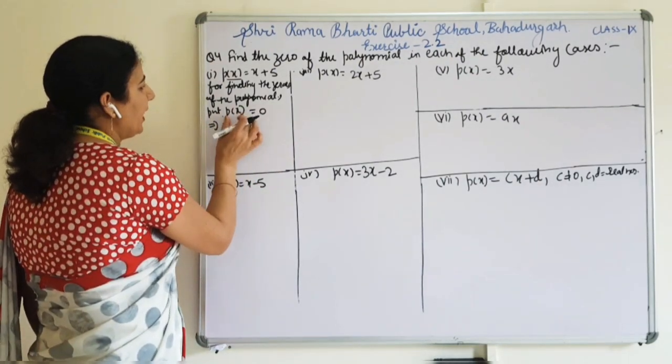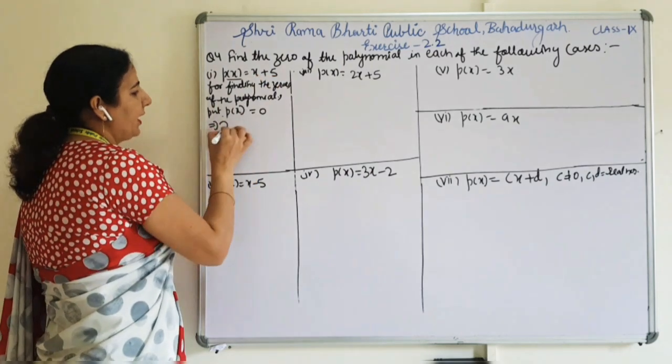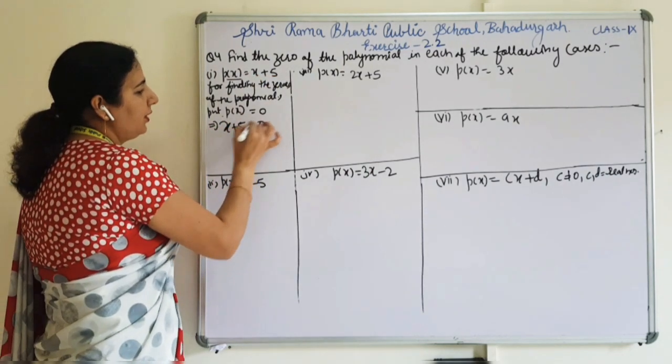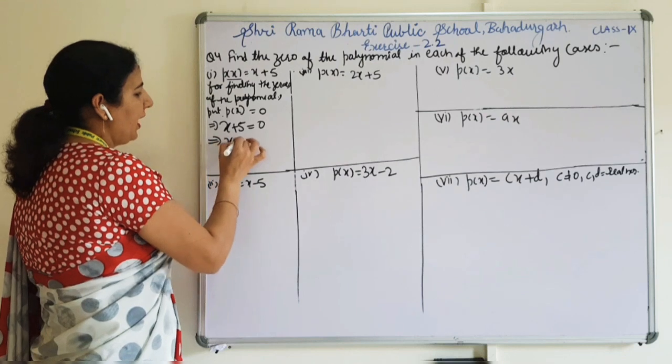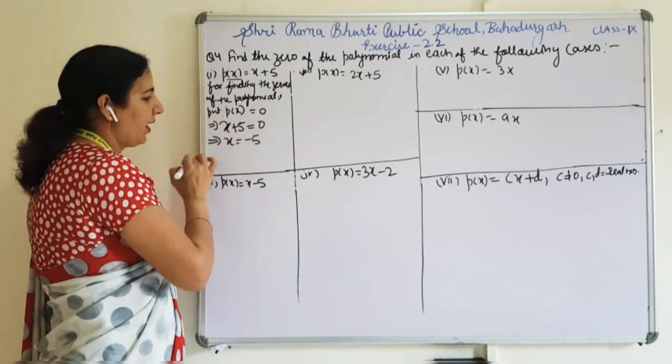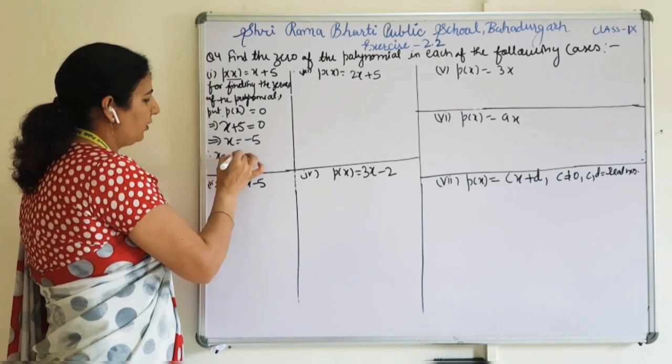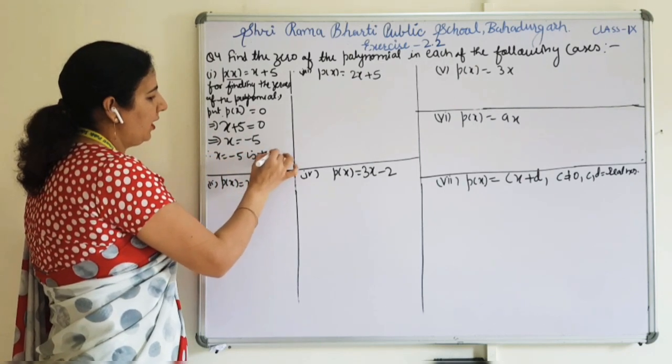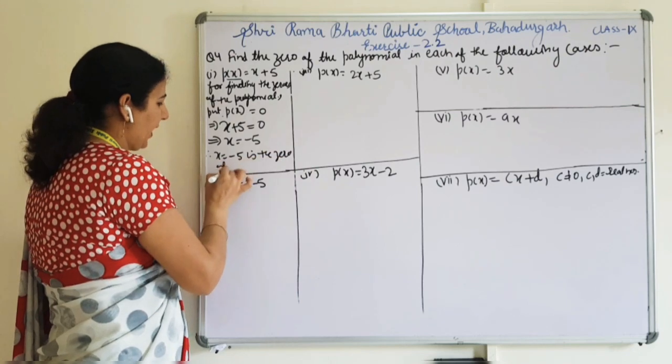This implies p(x), what is the value of p(x)? x plus 5 is equal to 0. This implies x is equal to plus 5. When we will shift this side, it will be minus 5. Therefore, x is equal to -5 is the 0 of p(x).